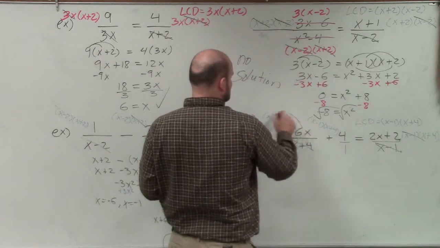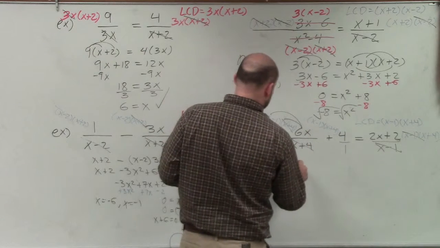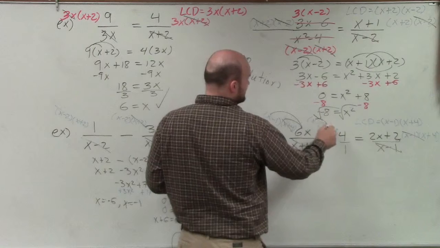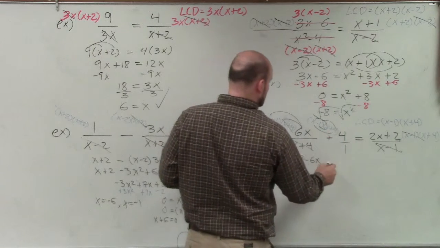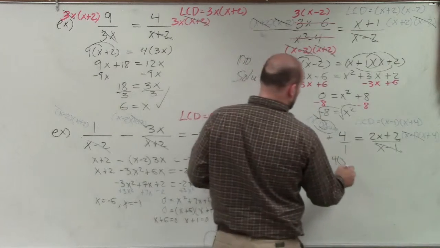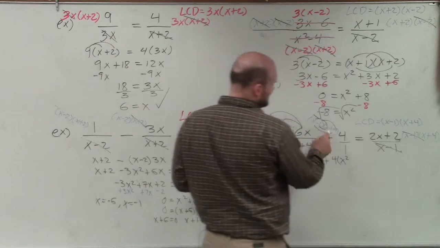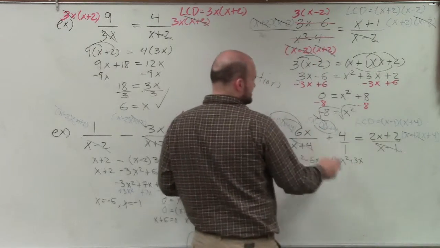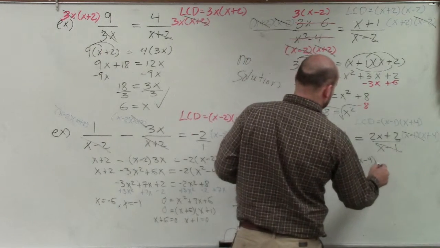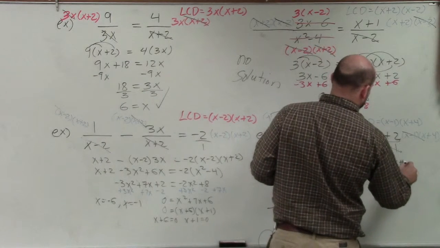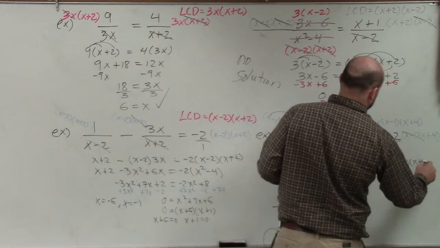Now, when I apply distributive property, I get a 6x squared minus 6x. Over here, I need to multiply using FOIL. So I'm going to have a plus 4 times the factored form of this, which is x squared minus x plus 4x is going to be plus 3x. And then 4 times 1 is going to be negative 4. Equals, then I also have this factor of 2x plus 2 times x plus 4.